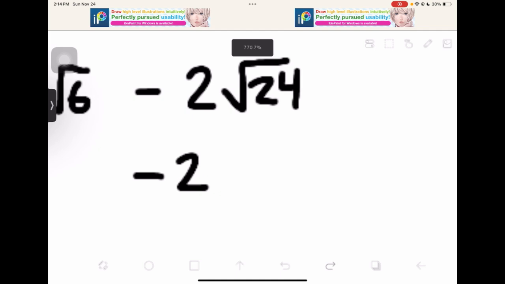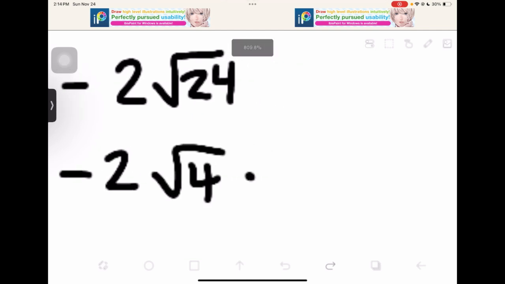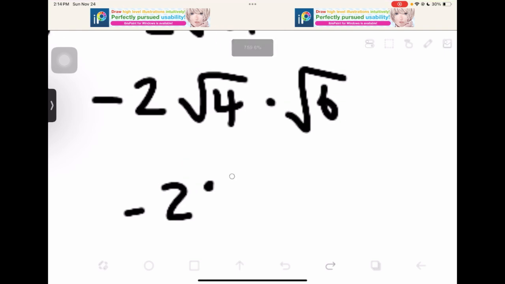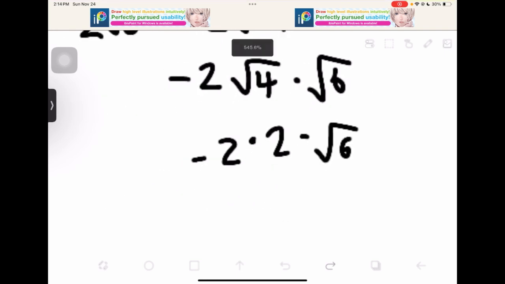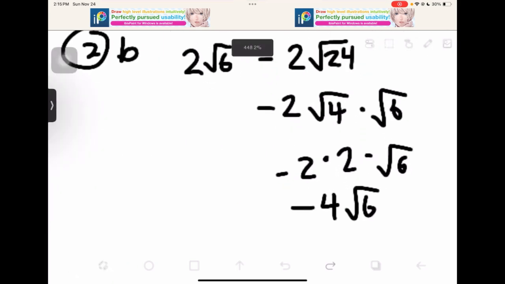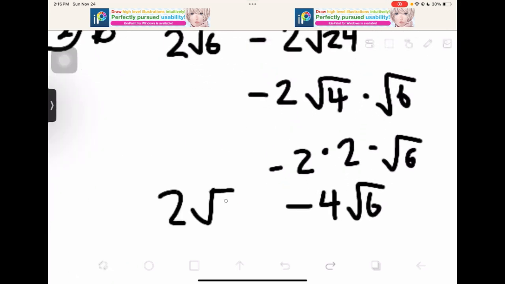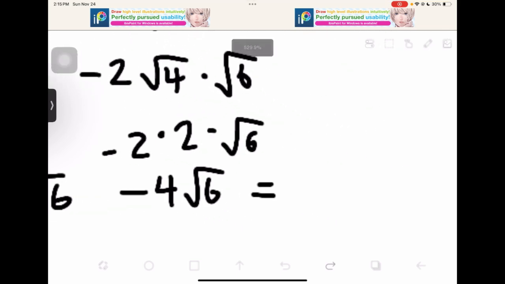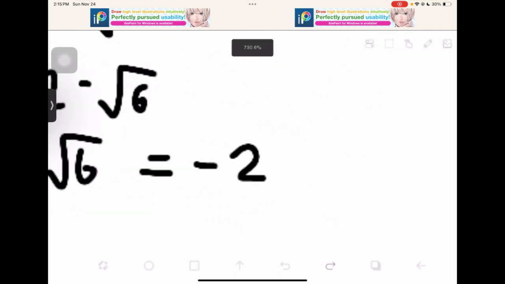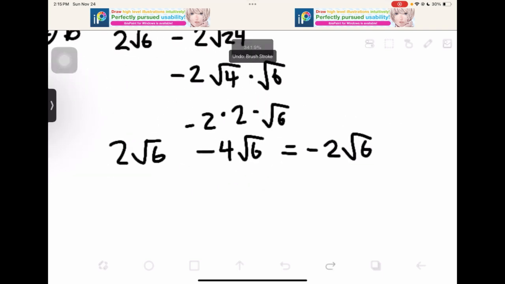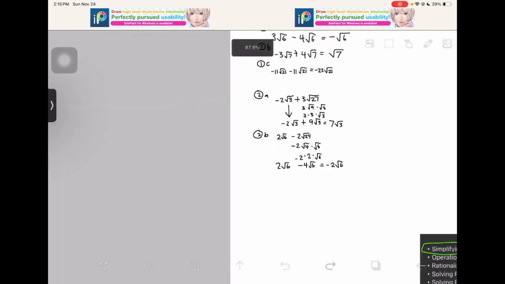So negative 2 is equal to 4 times square root of 4 square root of 6, or negative 2 times 2 square root of 6, negative 4 square root of 6. Copy this one down. 2 square root of 6 minus 4 square root of 6 is equal to negative 2 square root of 6. So as you can see right here, 2 minus 4 is negative 2, and just copy the square root.